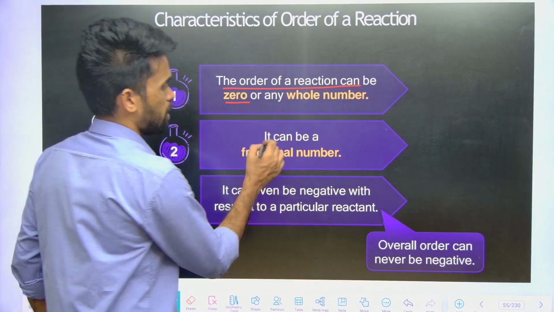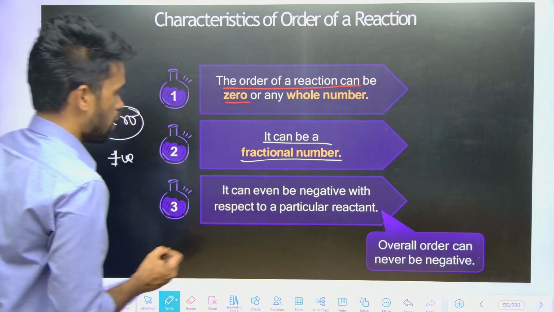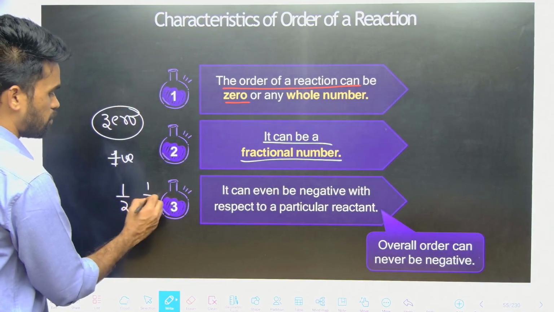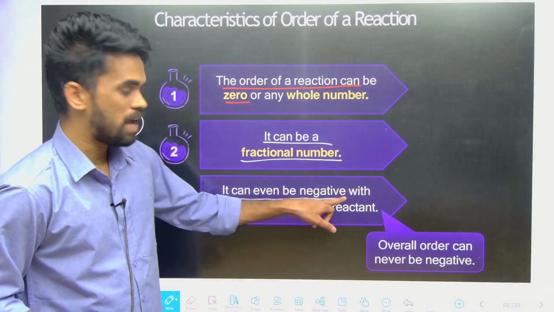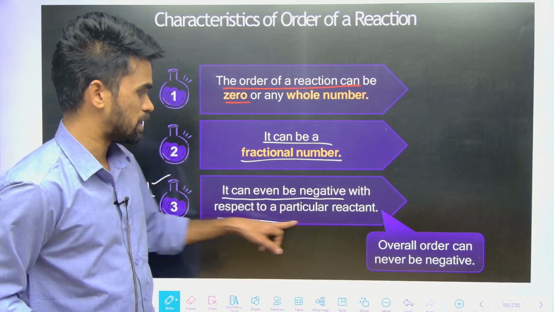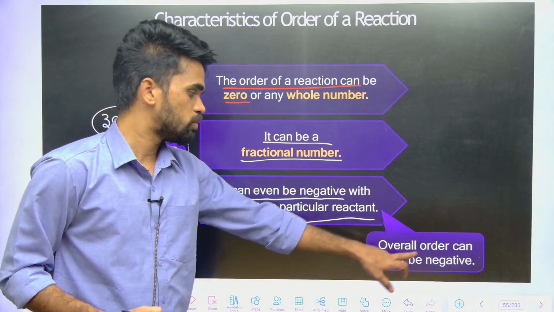Next, it can be a fractional number also. It means half order. It can be 1/3 order, like this also it can be. It can even be a negative value also, negative with respect to the particular reactant. Overall order can never be negative.